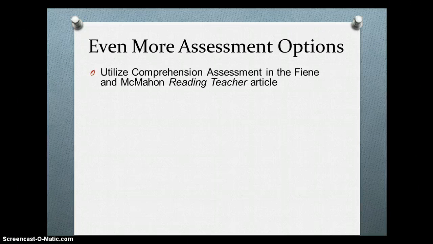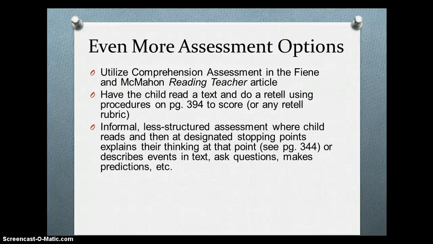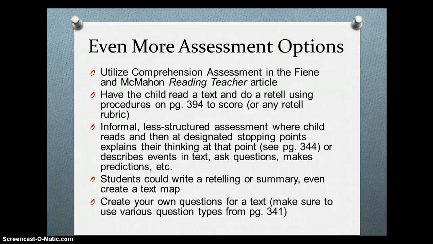Even more assessment options, you could utilize the comprehension assessment in the Reading Teacher article. You could have the child read a text and do a retell using the procedures on page 394 or any retelling rubric you find or create. You could do, as suggested prior, the stopping points where you have them explain their thinking at a certain point. You can see page 344. You could have the student write a retelling or a summary or create some form of text map. Or you could create your own questions for a text, see page 341.